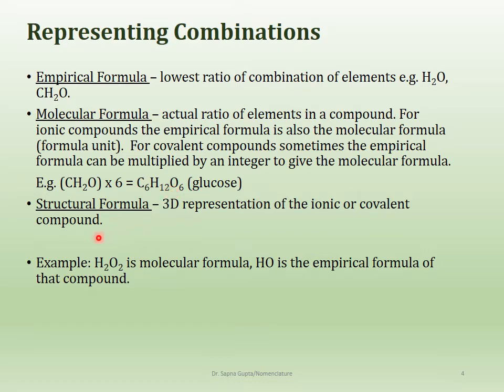The final formula is the structural formula, which is a 3D representation. We are going to do this also, but later on in the semester, not right now. In this chapter and the next one, we will be dealing with empirical formulas and molecular formulas. You have to remember that for ionic compounds, almost everything is an empirical formula. For covalent compounds, you can have empirical formulas and molecular formulas. But for ionic compounds, pretty much all the formulas that we have are empirical formulas, which is the formula unit also. Okay, so that's what this is. Here is another example.